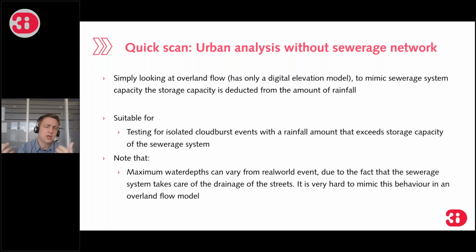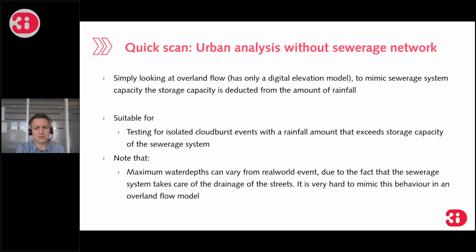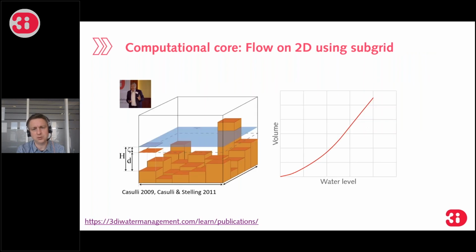But the moment there is a different kind of rainfall, not just one cloudburst but several cloudbursts, then of course the drainage capacity of the sewer system has to be taken into account. And what we can see is that maximum water depths can vary from real world events due to the fact that the sewage system takes care of the drainage of the street. And it's very hard to mimic this behavior in an overland flow model.